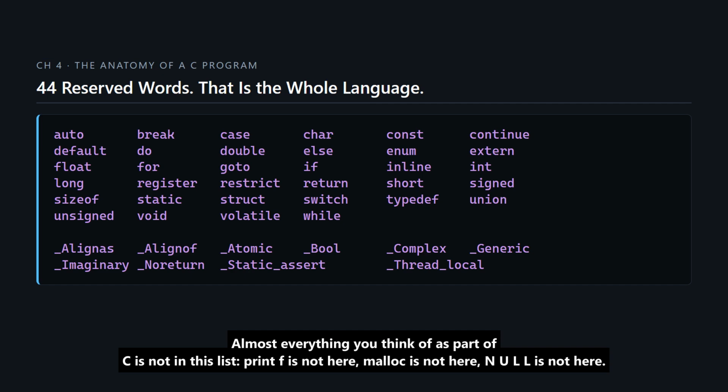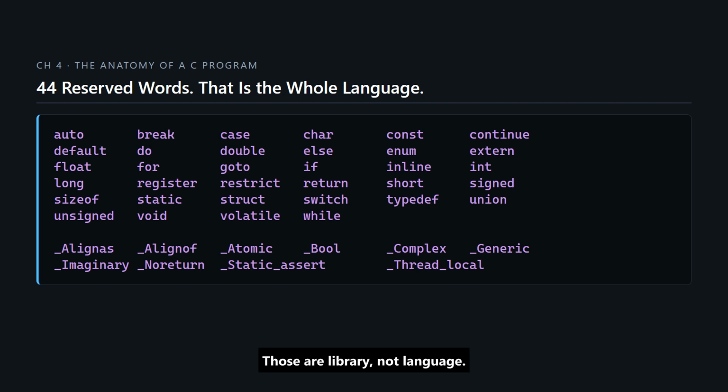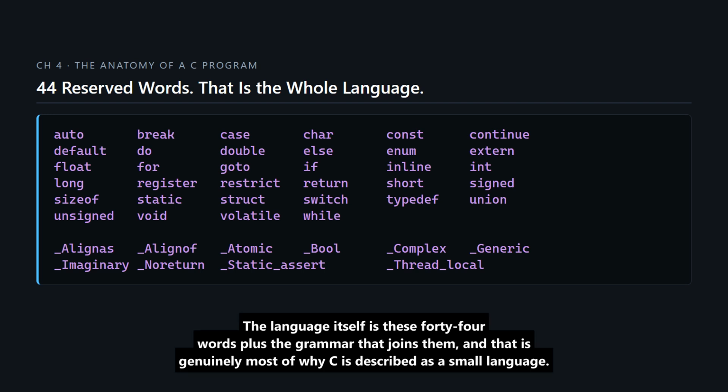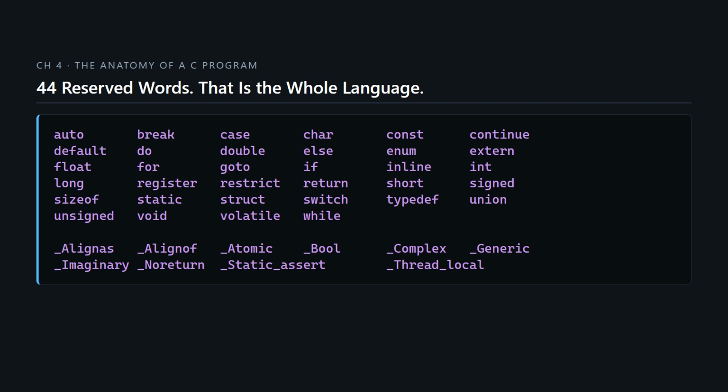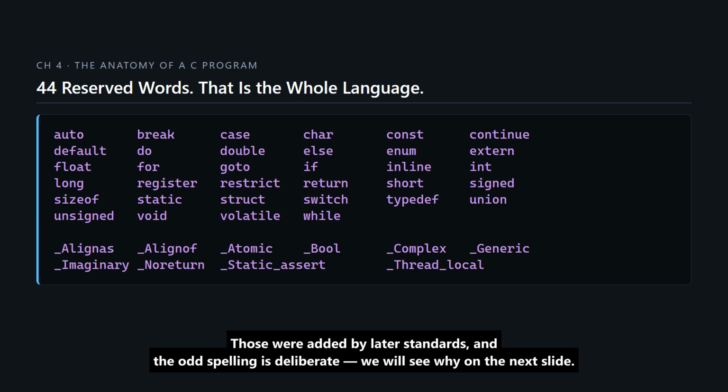Printf is not here, malloc is not here, null is not here. Those are library, not language. The language itself is these 4 words plus the grammar that joins them, and that is genuinely most of why C is described as a small language. Notice the second group, the ones beginning with an underscore and a capital letter. Those were added by later standards, and the odd spelling is deliberate. We will see why on the next slide.